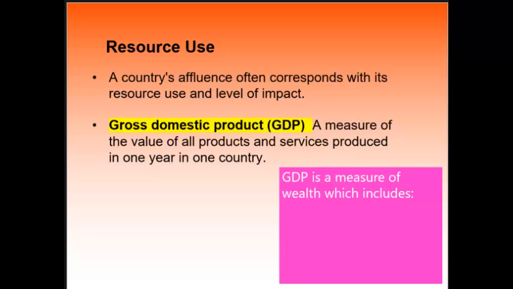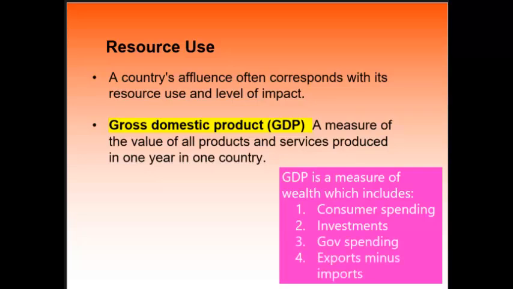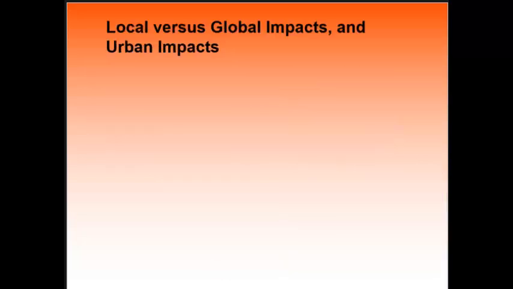So gross domestic product is like a measurement, and it's how we define a country's wealth. And there are measures that we use for GDP, which include how much consumers spend, the country's investments, government spending, and exports minus imports. And this is how we define the affluence of a country. And this is related to resource use, and this is related to impact from the IPAT equation.